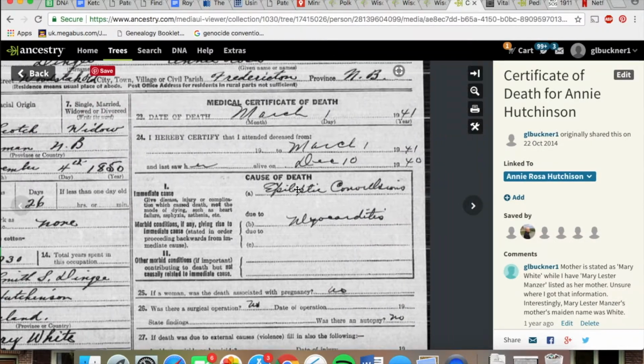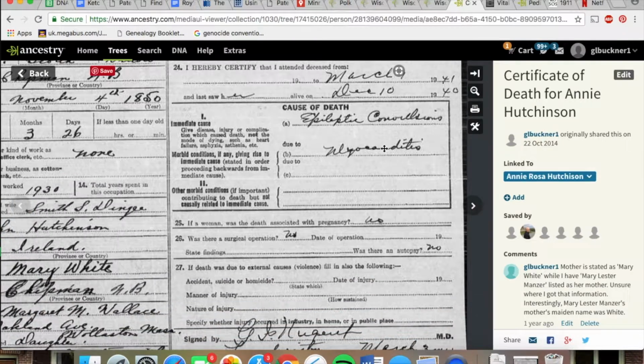So over on this side, we have her date of death, the exact date. We have the cause of death. This can be really cool. I've seen some that were suicides. I've seen some that were homicides. This is obviously just old age, but that can be interesting if you're into that grim detail.